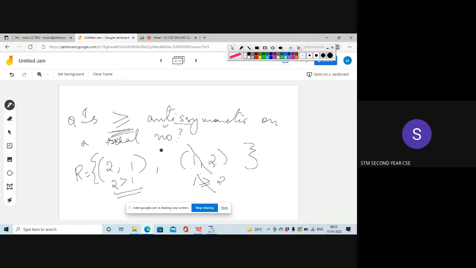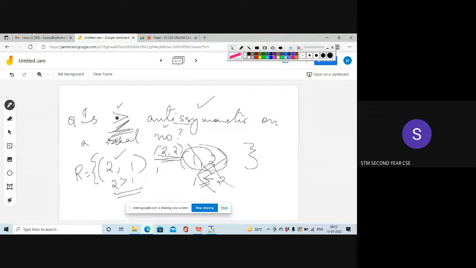Suppose (2, 2) is there. (2, 2) can be present because the equal to is satisfied. But if (2, 1) is there and 2 is greater than 1 is satisfied, I cannot add the ordered pair (1, 2) to this relation since 1 is less than 2. So this greater than property is not satisfied in this pair. Whenever (2, 1) exists, (1, 2) will not exist in this relation, and that is what the anti-symmetric property says: if (A, B) exists, (B, A) should not exist unless A is equal to B.